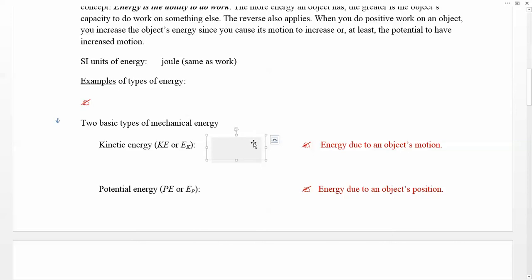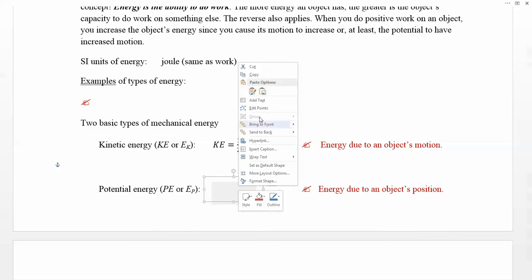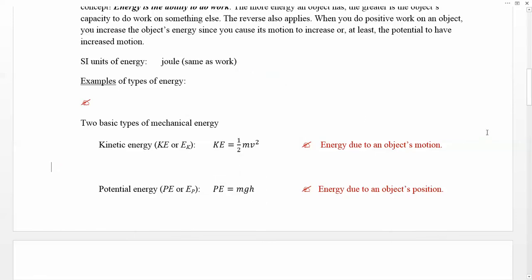And let me cut away this box, and you can see what notes you need to put there. Ke equals 1/2 mv squared, where m is mass and v is the magnitude of velocity. So a mass is moving with some velocity, and its kinetic energy is given by that formula. And in a gravitational field, the potential energy of a mass is given by its mass times the acceleration of gravity g times its height, that is, the height it is above some reference point.